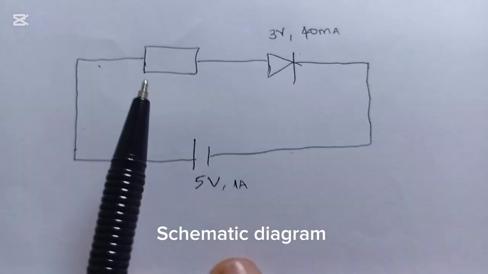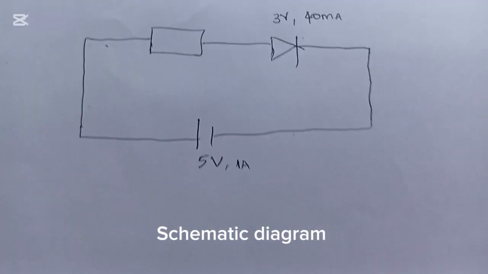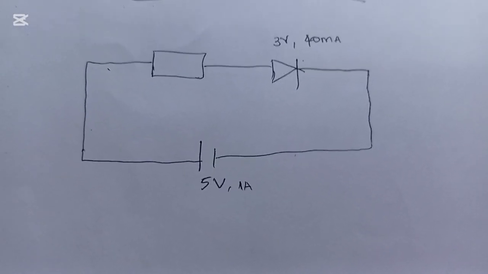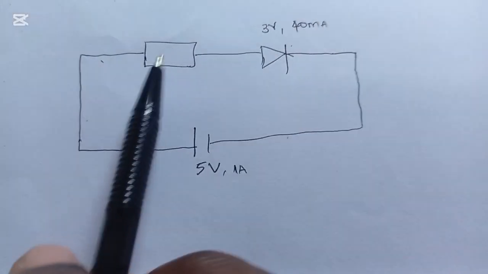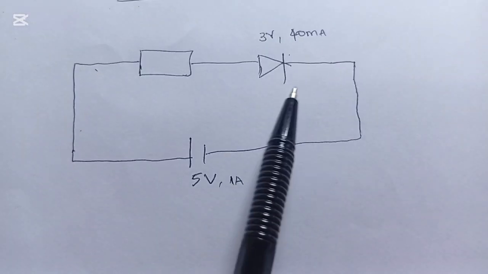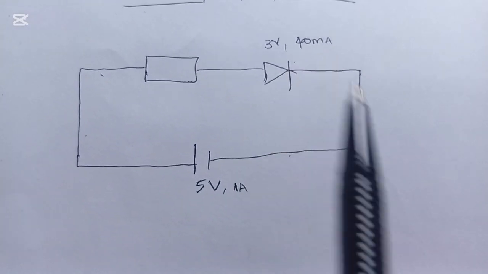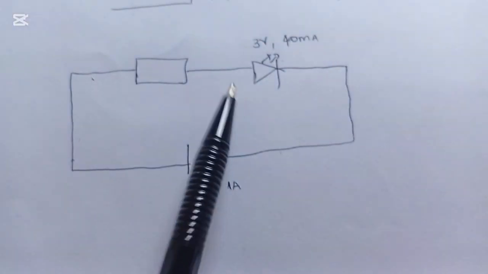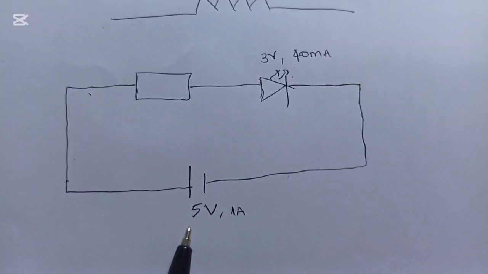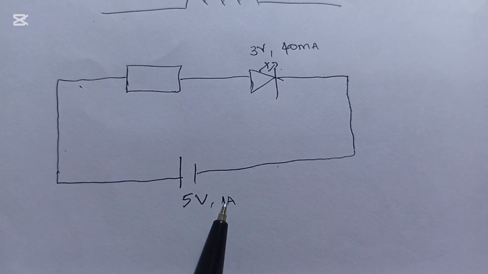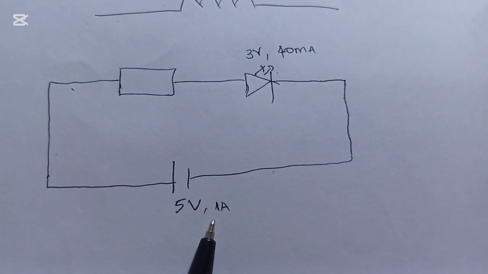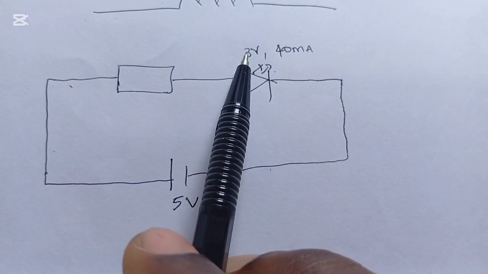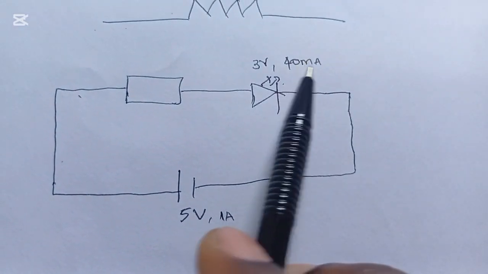So this is the schematic diagram showing how to connect a current limit resistor. It's always connected in series with the component it is going to protect. Like in this case, the resistor is here, and the component it is going to protect is this LED. The supply voltage is 5 volt, 1 amp. That is what the source provides. Then the LED is rated 3 volt, 40 milliamps.